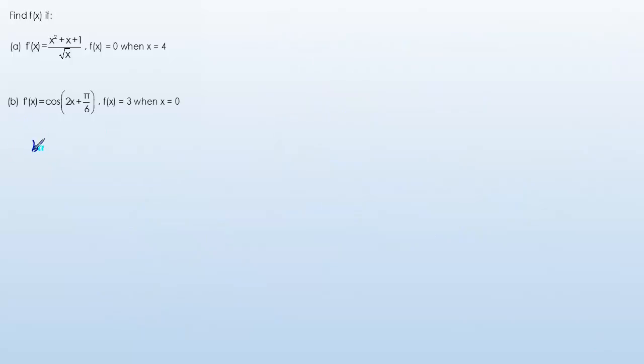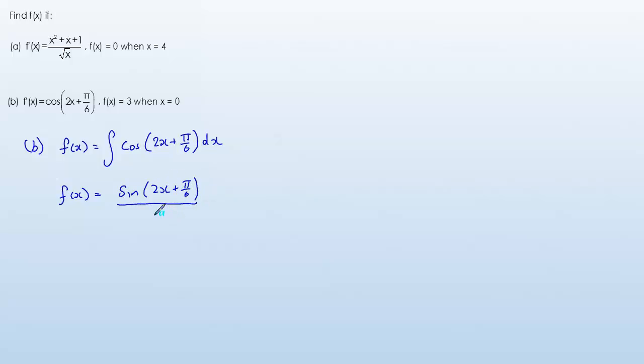Now in part B, we have that f dashed x is cos of 2x plus pi by 6, f of x is 3 when x is 0. So f of x is going to be the integral of cos of 2x plus pi by 6 dx. Now, from the pattern, cos integrates to sine, so that's going to be sine. The argument never ever changes, and then we need to divide by the differential of the inside using reverse chain. Add a constant.